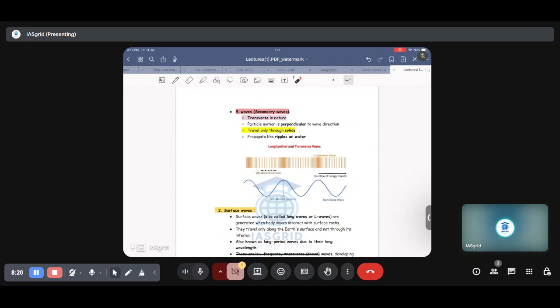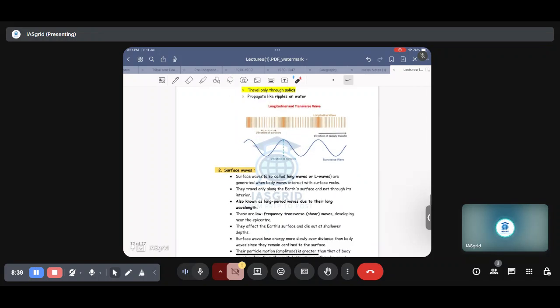And S waves are transverse in nature. Obviously, the particle direction is perpendicular to the wave direction. If this is the wave direction, the motion is perpendicular to it, and they propagate like ripples on water. Yes, this is how they propagate.